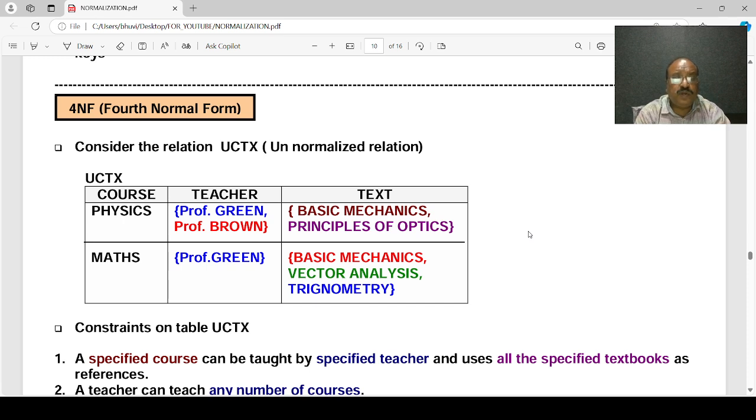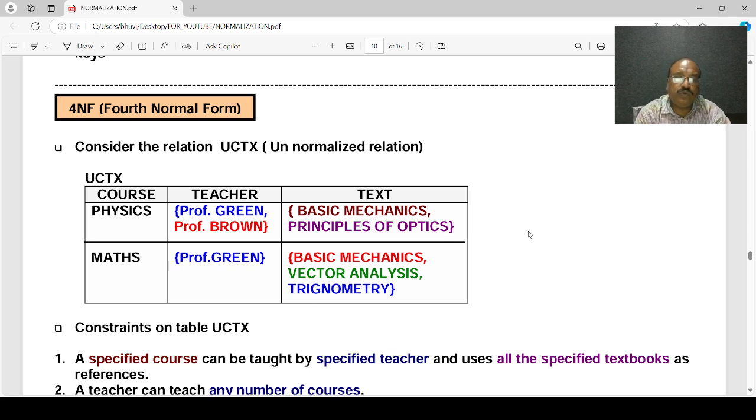In this table, consider the table UCTX. We can definitely say that the table UCTX is not in normal form. The table UCTX is not normalized because it contains sets. We need to normalize it. Initially, we have a question whether any functional dependencies are involved in the table, but no functional dependencies are given prior. Even though there are no functional dependencies, we need to formulate them.